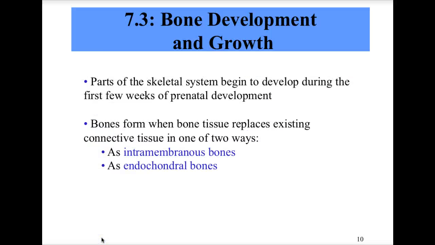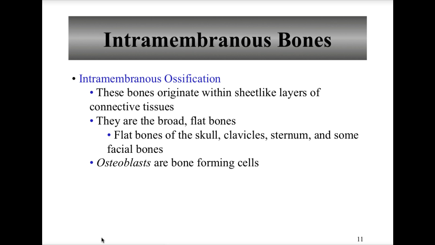All right, so we ended our last discussion looking at bone development and growth. We discussed intramembranous bones and endochondral bones. Basically, we were looking at the way those bones form, one of those being intramembranous ossification. Remember that both intramembranous ossification and endochondral ossification involve the replacement of the existing connective tissue with bone.